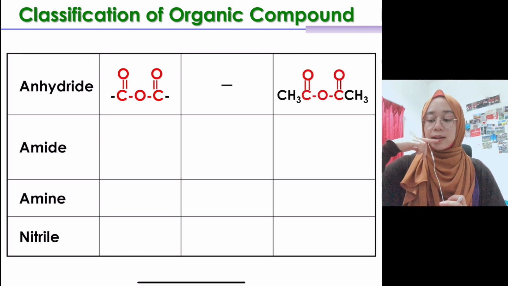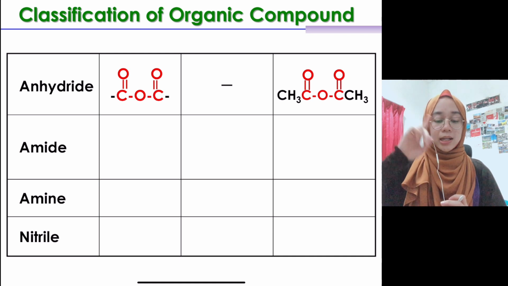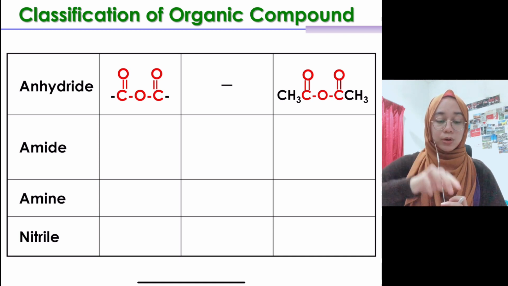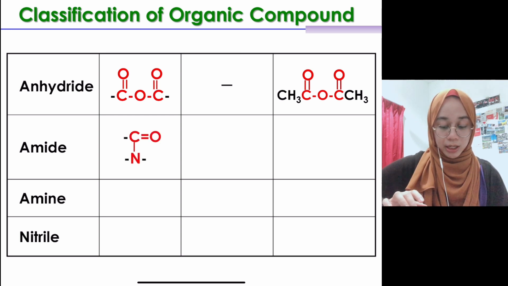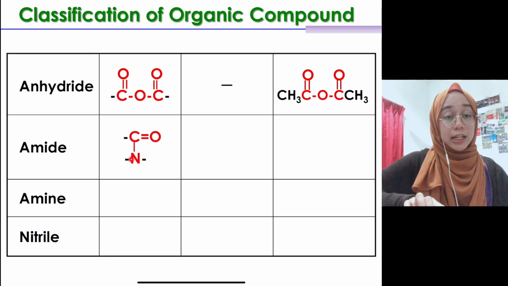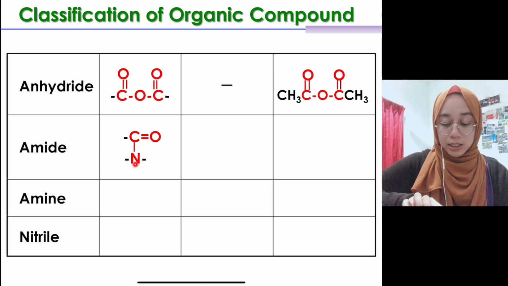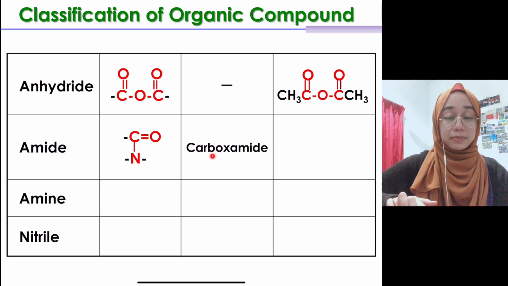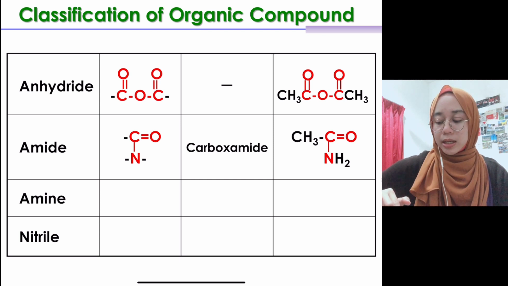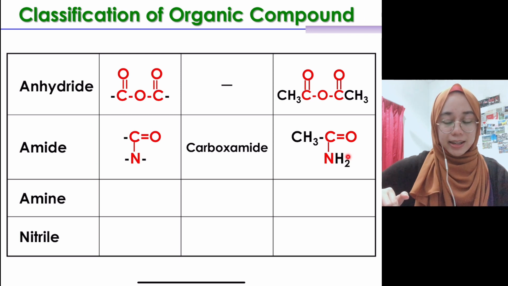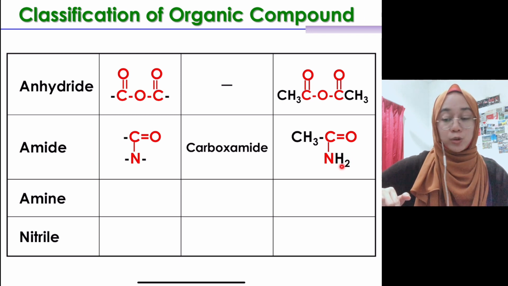And then kita pergi kepada the last one yang ada C double bond O. This is what we call as amide. So C double bond O yang ni, dia akan attach dengan nitrogen. Bila dia attach dengan nitrogen kat sini, yang ni kita panggil sebagai carboxamide. Ni panggil sebagai carboxamide. So ni adalah example dia. N kat sini boleh jadi H2 lah. Boleh jadi juga ada macam-macam yang lain. Tapi ni paling senang, kita letak NH2 kat sini.